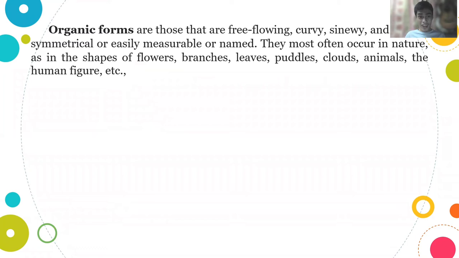So how about the organic forms? Allow me to read. Organic forms are those that are free-flowing, curvy, sinewy, and are not symmetrical or easily measurable or named. So ibig sabihin, hindi siya nasusukat na gaya ng geometric forms ay nasusukat siya. I hope na nagiging clear tayo doon. They are most often found in nature, as in the shape of flowers, branches, leaves, puddles, clouds, animals, the human figure, and etc. So these are the examples of the organic forms.